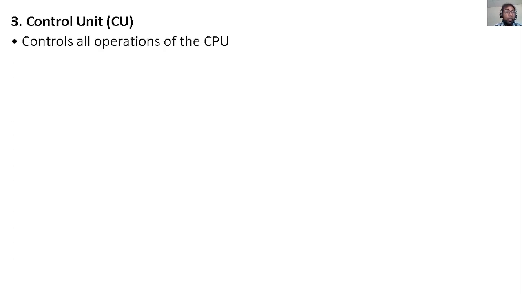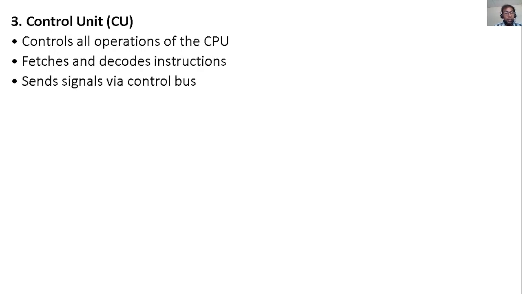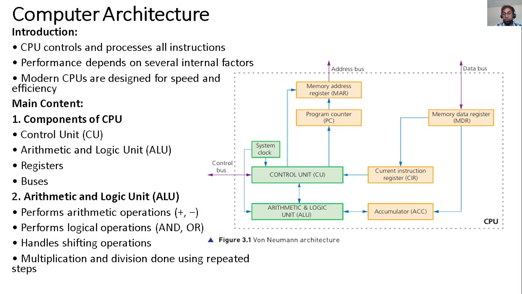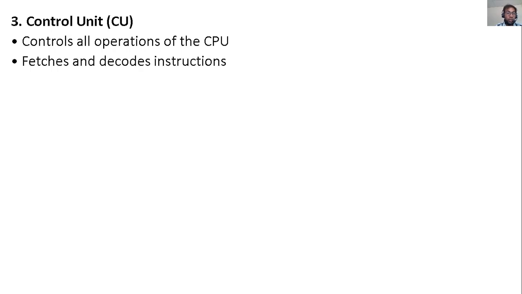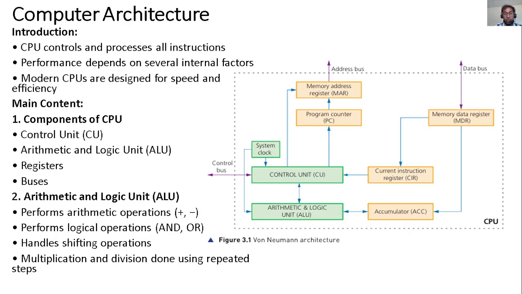Let's move on. Now let's talk about the control unit. It controls all operations of the CPU, fetches and decodes the instructions, and sends signals via the control bus. Let's say an instruction comes, and the control unit decides which instruction to execute. It fetches and decodes the instructions present in the current instruction register, and that is sent to the relevant place. If it is an arithmetic logic instruction, then it is sent to the ALU.